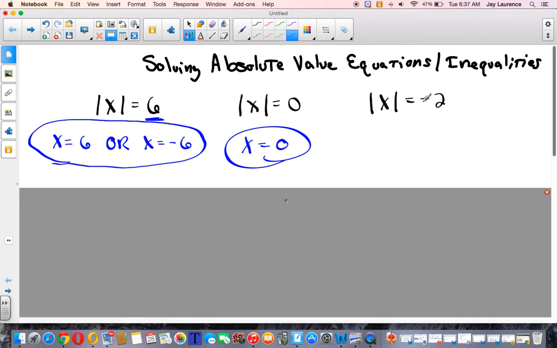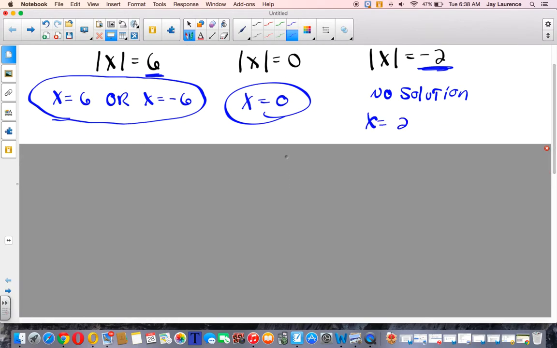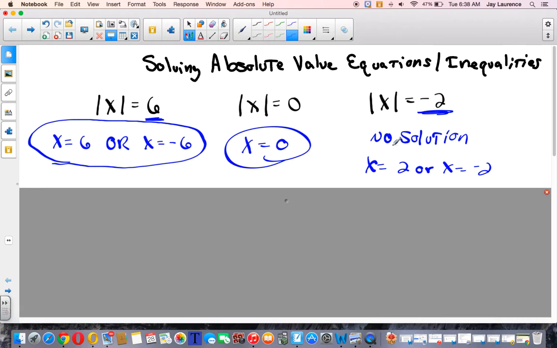This one here, I'm asking you what numbers are negative 2 units away from 0, and that should bother you because distances can never be negative. This problem has no solution. Because if you tested it, if you thought, oh, there's going to be x equals 2 or x equals negative 2, just like the first one, 6 and negative 6, then test it. Put 2 in for x. Absolute value of 2 does not equal negative 2. That doesn't work. Absolute value of negative 2 is 2, which is not negative 2. Doesn't work. There is no solution.